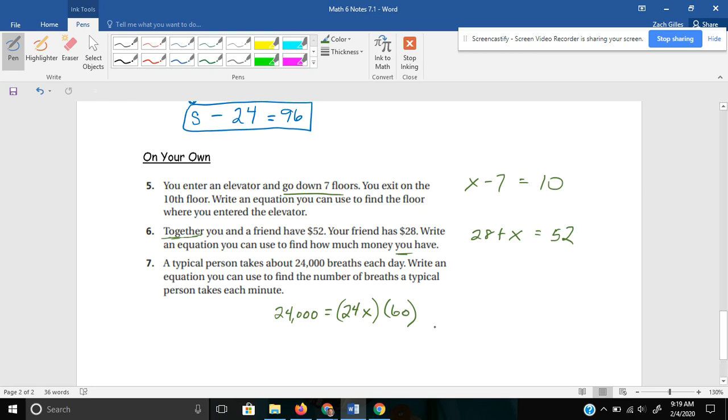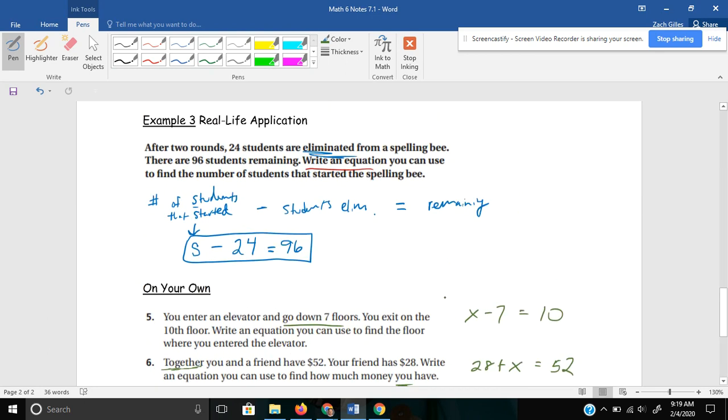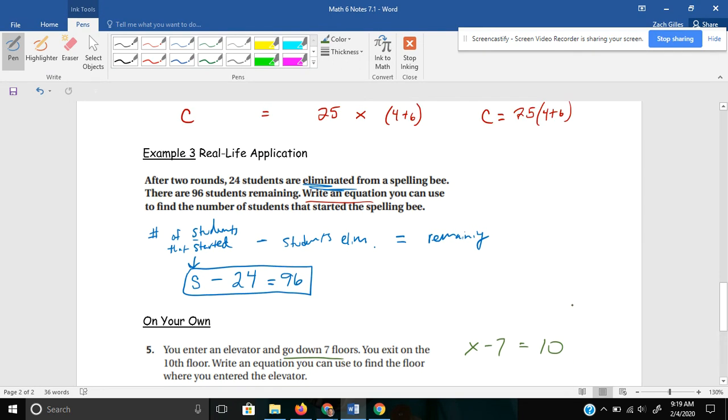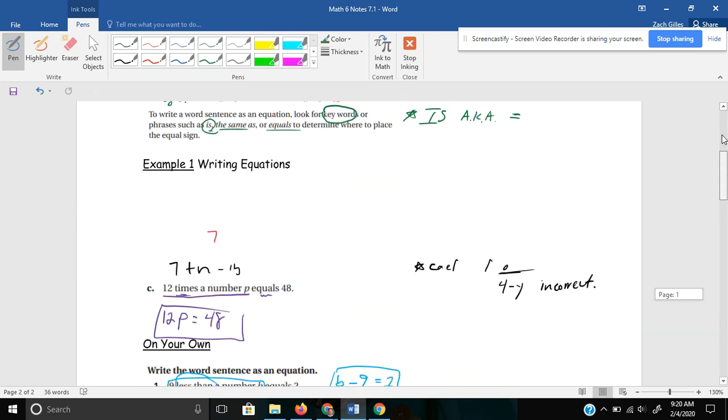So hopefully you did okay on those, and hopefully the writing equations is making sense. Again, the big idea is going from an English sentence to a math sentence, and equations have equal signs. From there, use your keywords, and it should be all good.